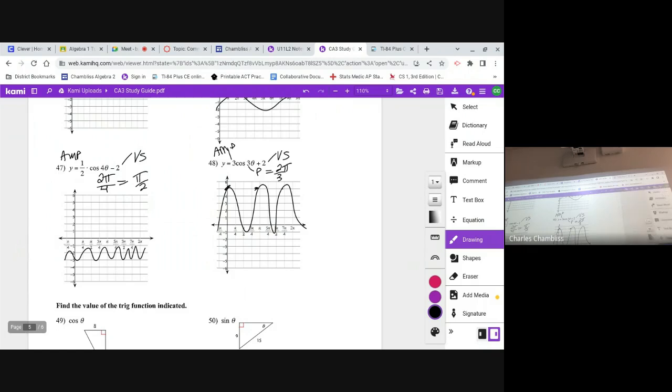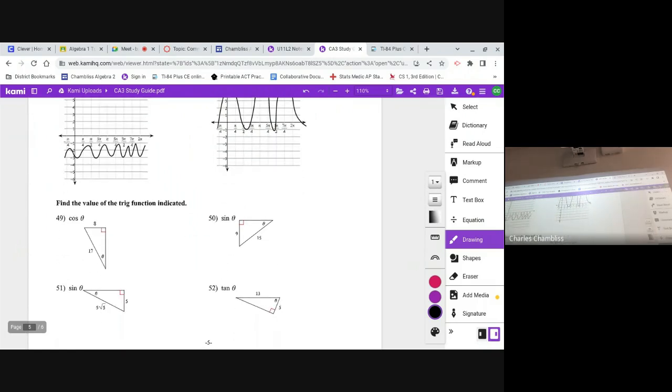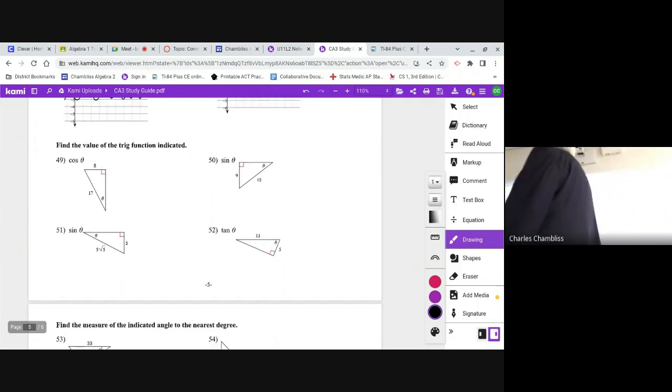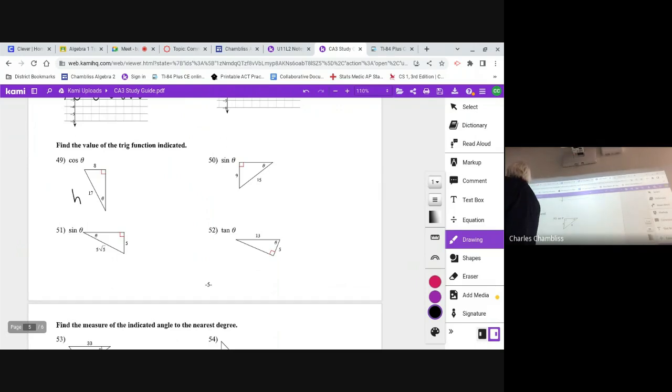The next 4 are just straight up trig functions. Here is a picture, use the trig ratio. Remember, cosine is adjacent over hypotenuse. This is the hypotenuse. This is the opposite. This is the adjacent. So here you need to find the adjacent using the Pythagorean theorem. So this will be 17 squared equals 8 squared plus a squared. That's 289 equals 64 plus a squared. So a squared is 225. That means a is 15.